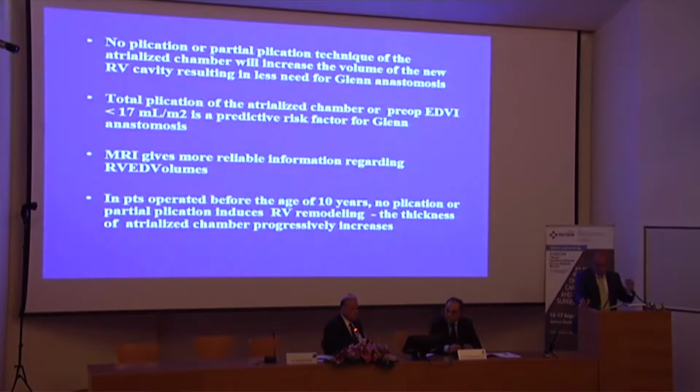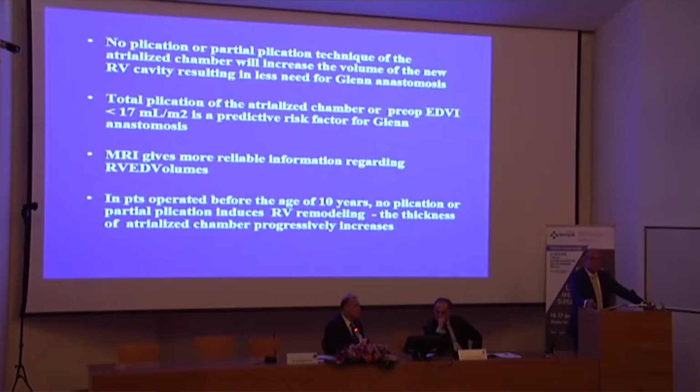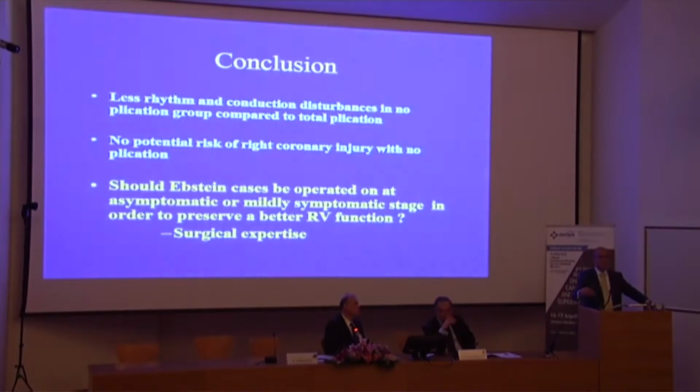In patients operated before the age of 10 years, no plication or partial plication induces right ventricular remodeling, because what I noticed is that the thickness of the atrialized chamber, which is not plicated, progressively increases. But I need some more data because I don't want to publish something unreliable. For this reason, I'm now measuring the evolution of the thickness of the atrialized chamber. And for this reason, again, probably we have to operate during the early stage of these cases in order to promote this remodeling process of the atrialized chamber.